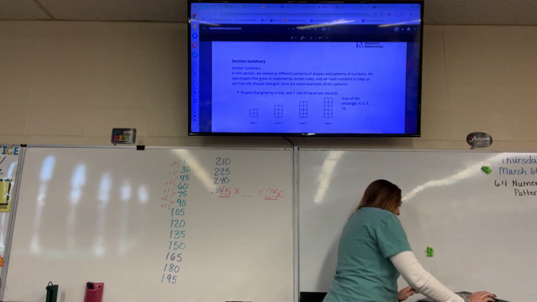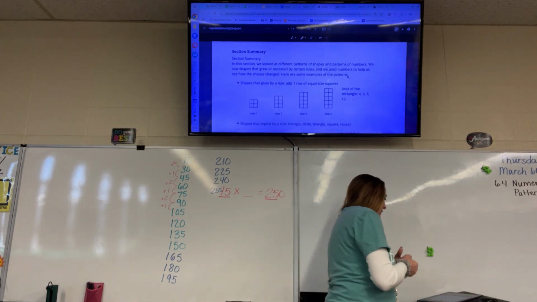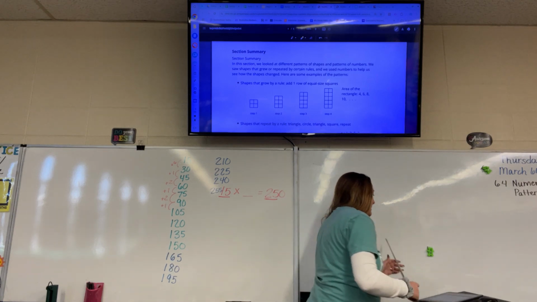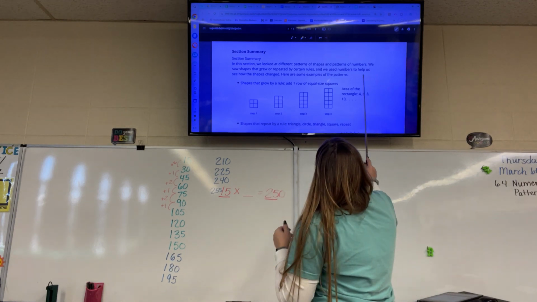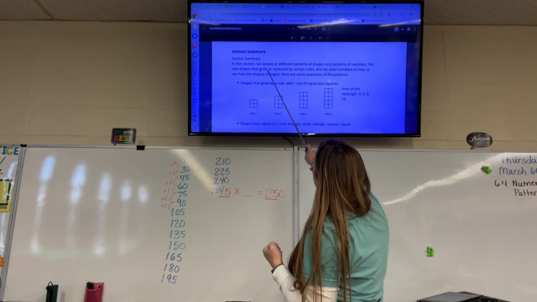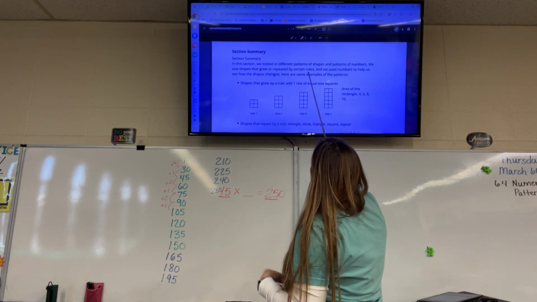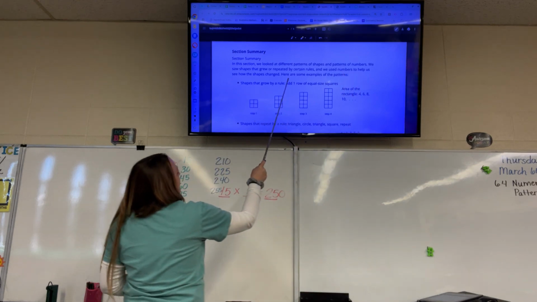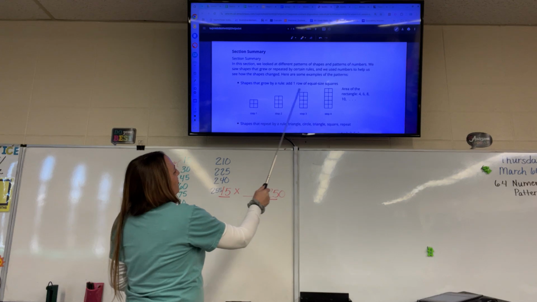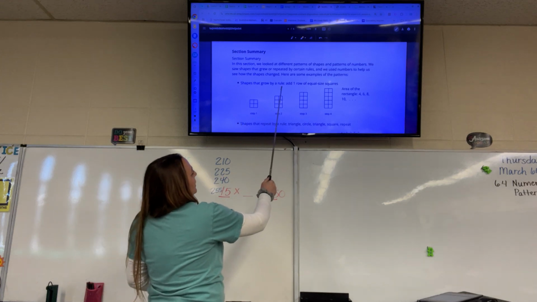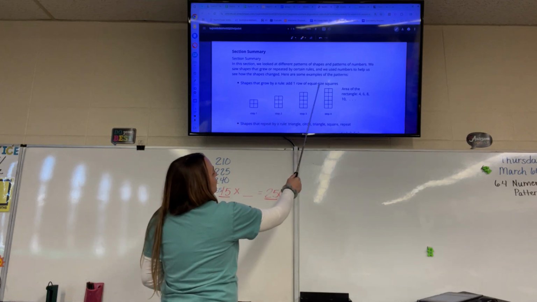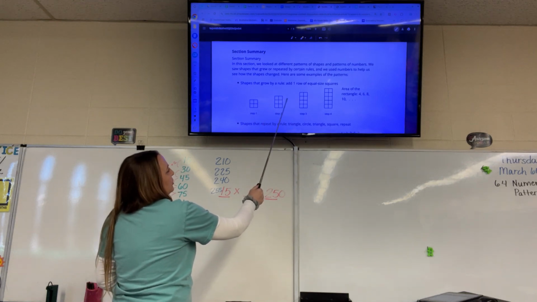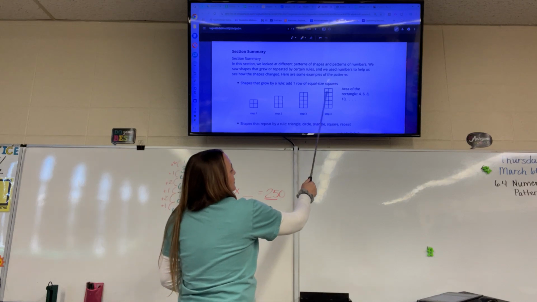Okay. Section summary. In this section, we looked at different patterns of shapes and patterns of numbers. We saw shapes that grew, or repeated by certain rules, and we used numbers to help us see how the shapes change. Here are some examples of patterns. Shapes that grow by a rule. Add 1 row of equal size squares. So this has 2 rows, plus 1 more row, plus 1 more row, plus 1 more row.